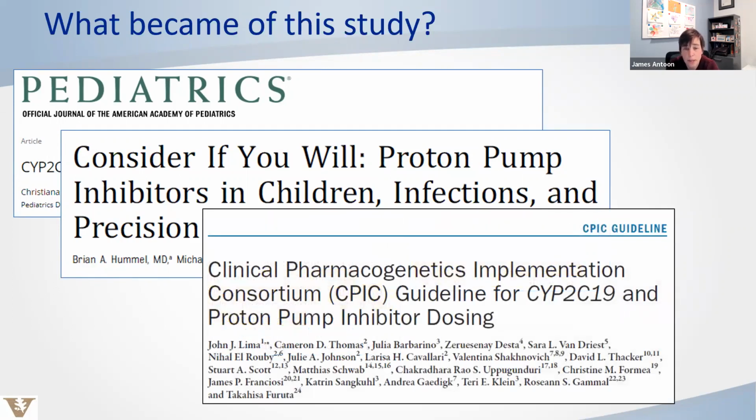These data were incorporated into the CPIC guideline for proton pump inhibitor dosing, and those guidelines do recommend dosing changes based on CYP2C19 genotyping, depending on which proton pump inhibitor you're considering. Next slide.